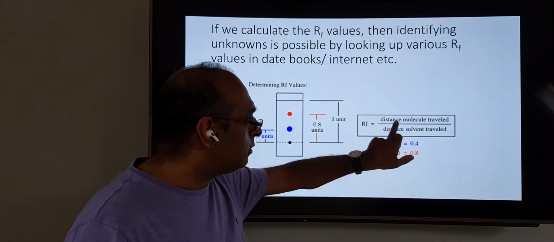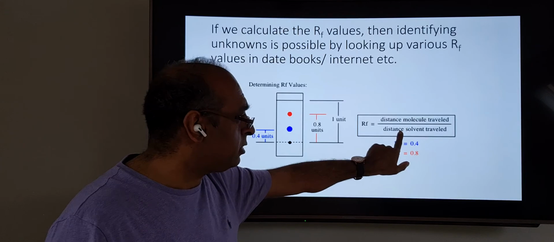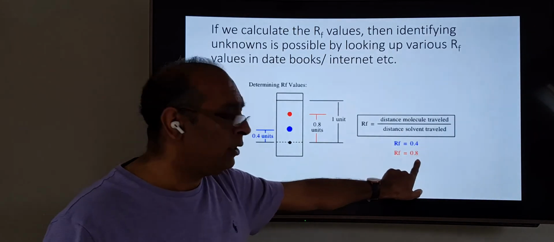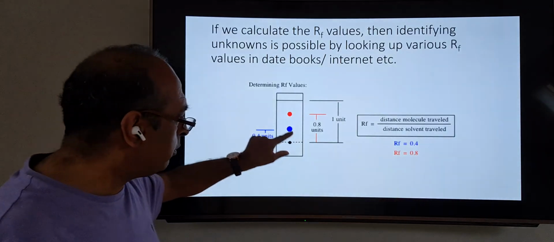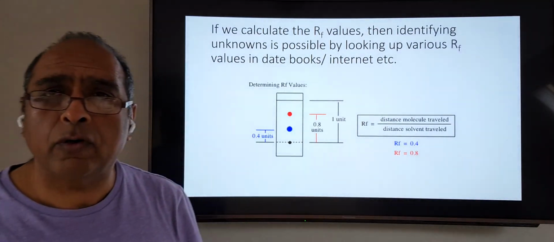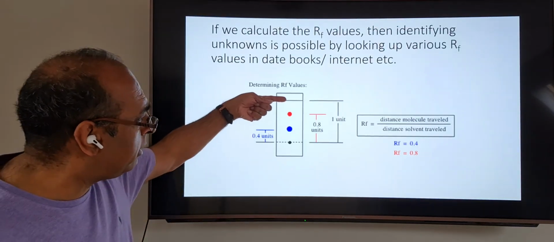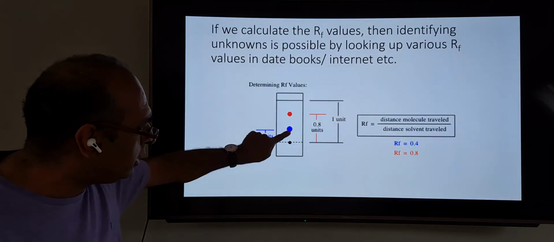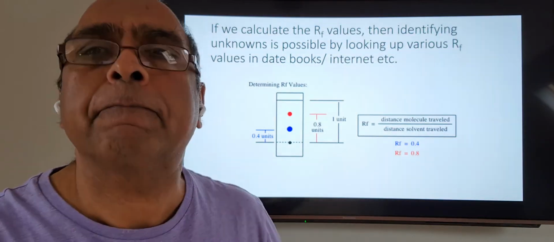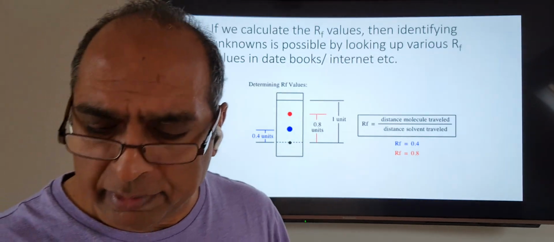The distance the red's travelled over the distance the water's travelled, the RF value would then be 0.8. If it was blue and it only went up half that distance, then the RF would be half of the value, 0.4. Now if you run it for half the time and that water was down here, then these two blobs would be down here. All of the distances would have gone down by half and the RF value would still be the same. So RF values are quoted in data books.